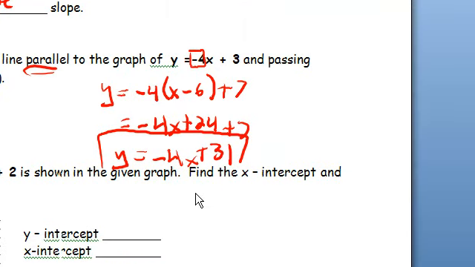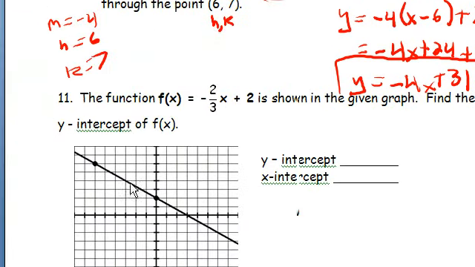Okay, let's take a look at number 11. Here's the following function down here.